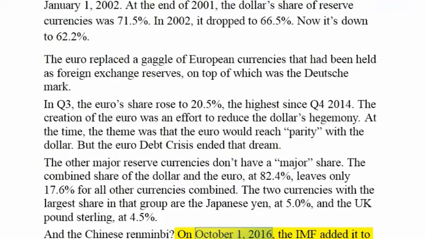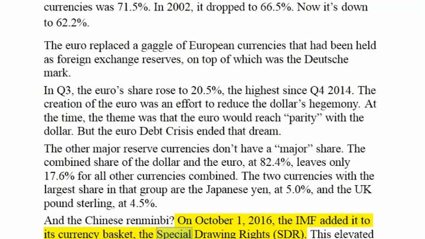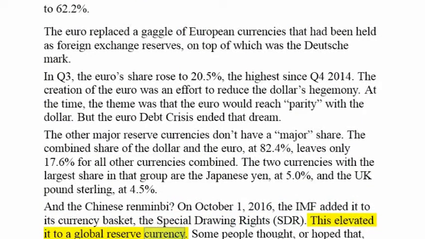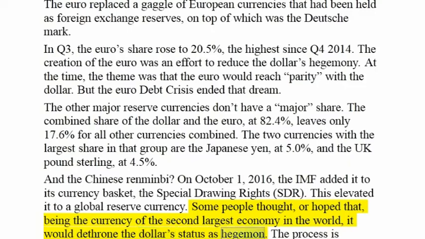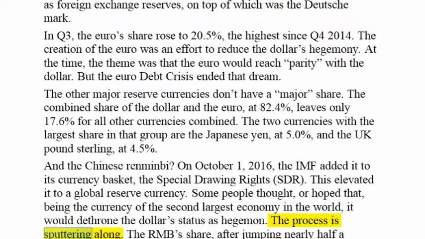On October 1, 2016, the IMF added it to its currency basket, the special drawing rights (SDR). This elevated it to a global reserve currency. Some people thought, or hoped, that being the currency of the second largest economy in the world, it would dethrone the dollar's status as hegemon. The process is sputtering along.